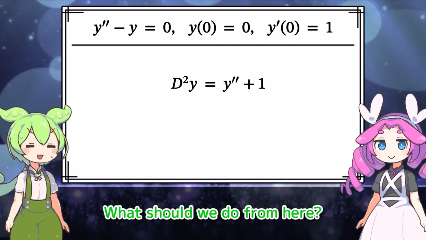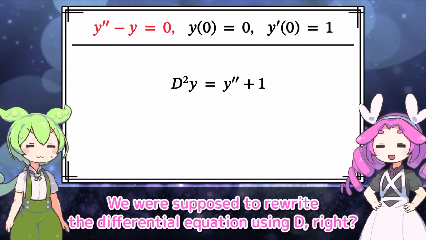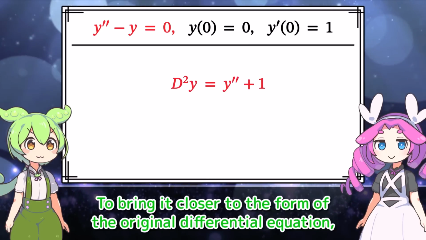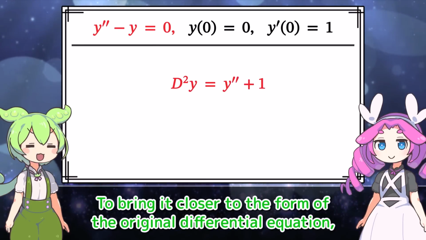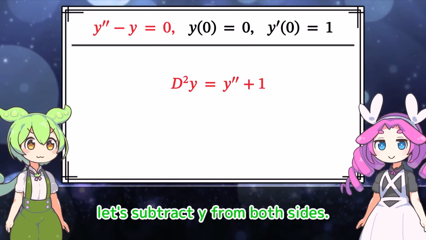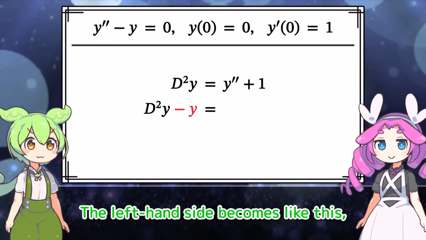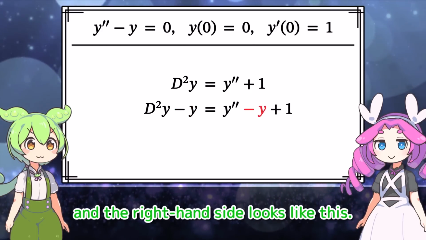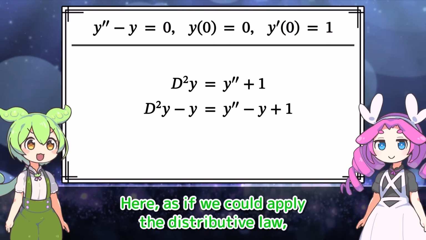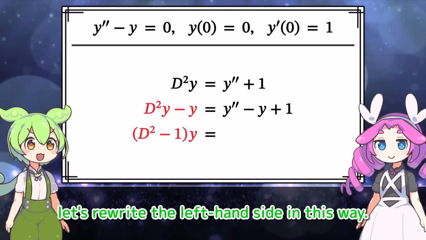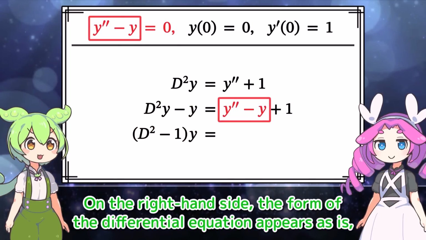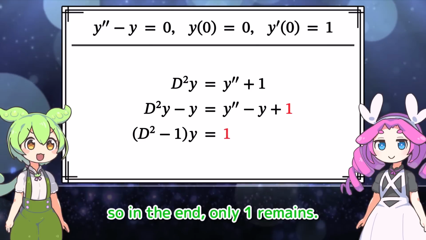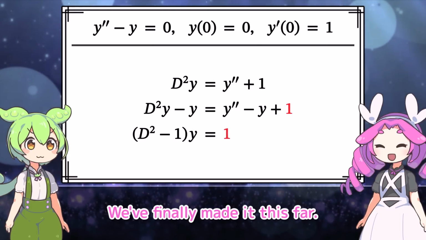So, what should we do from here? We were supposed to rewrite the differential equation using d, right? Oh yeah, that's right. To bring it closer to the form of the original differential equation, let's subtract y from both sides. The left-hand side becomes like this, and the right-hand side looks like this. Here, as if we could apply the distributive law, let's rewrite the left-hand side in this way. On the right-hand side, the form of the differential equation appears as is. So in the end, only 1 remains. We finally made it this far.